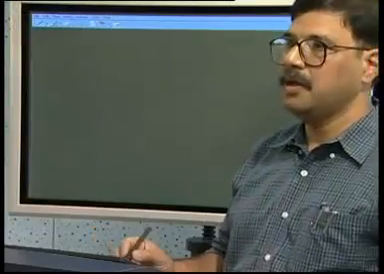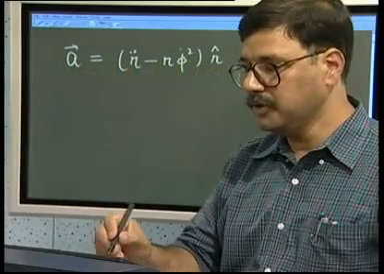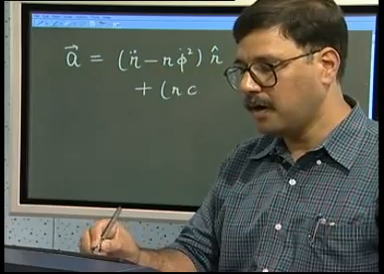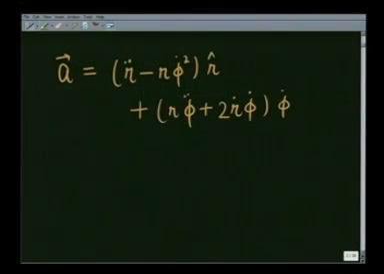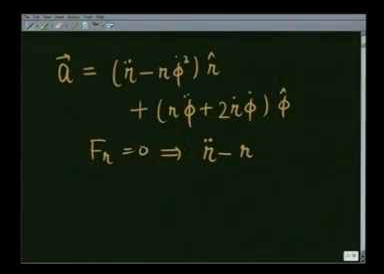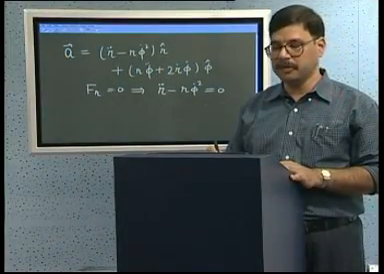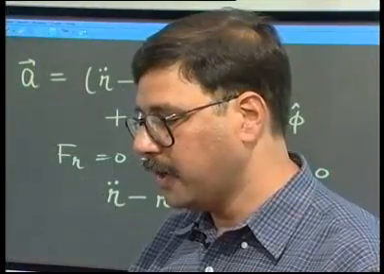If I write the acceleration of the particle in planar polar coordinates, it is going to be r double dot minus r phi dot square in r direction plus r phi double dot plus 2 r dot phi dot in phi direction. As I have just told you, f r is 0 and this implies r double dot minus r phi dot square is 0. Since I know that the particle is moving with a constant angular speed, phi dot is a constant which is equal to omega, therefore, the equation becomes r double dot minus r omega square is equal to 0.